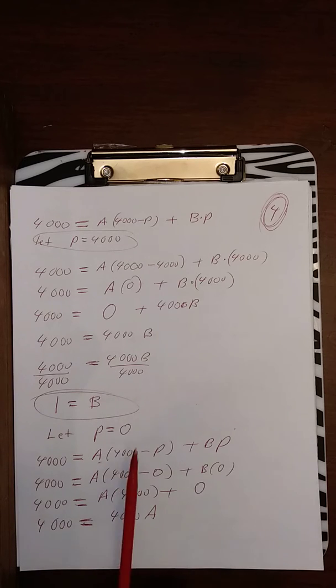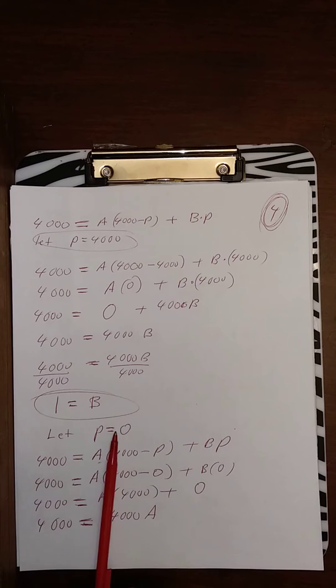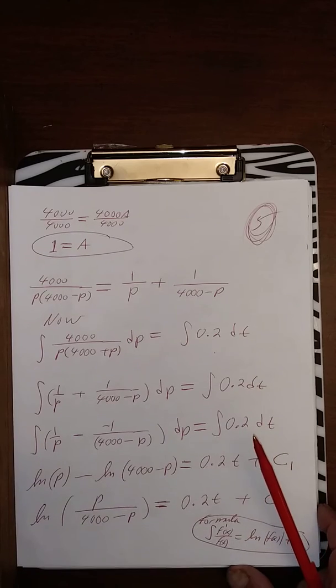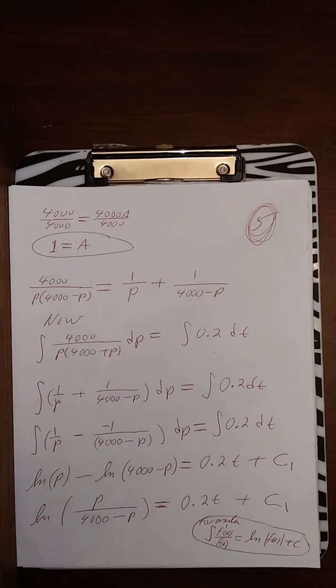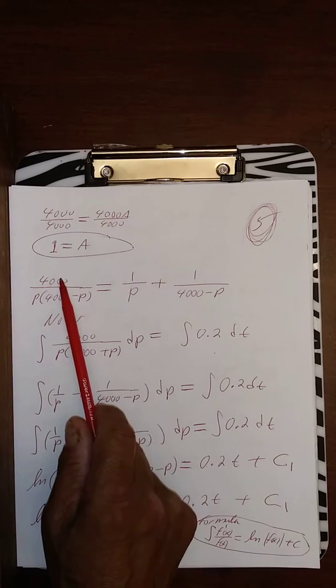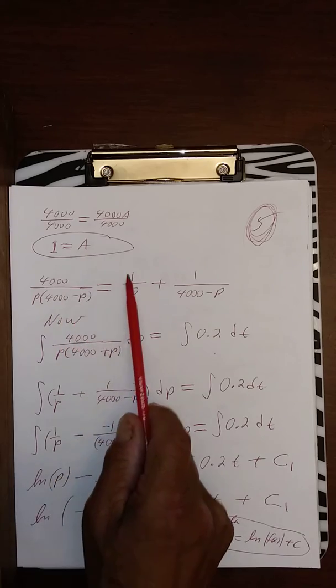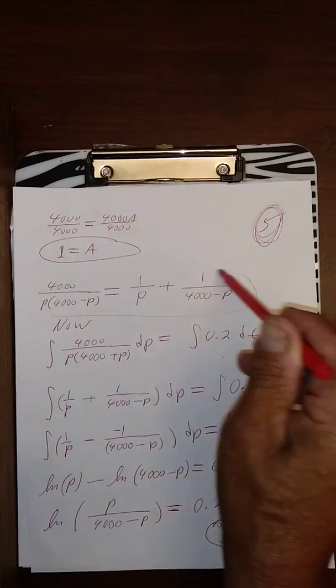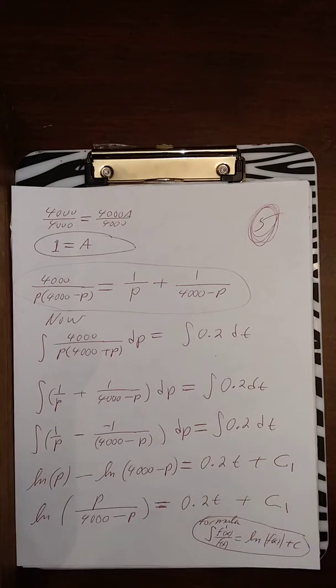1. Now, let P equal 0. 4,000 equals this again. 4,000 equals A times (4,000 − 0), and 0 times that is 0. That's going to be 4,000A. So now we divide both sides by 4,000, and A is 1. So 4,000 over P(4,000 − P) equals 1 over P plus 1 over (4,000 − P), from the end of our partial fractions.